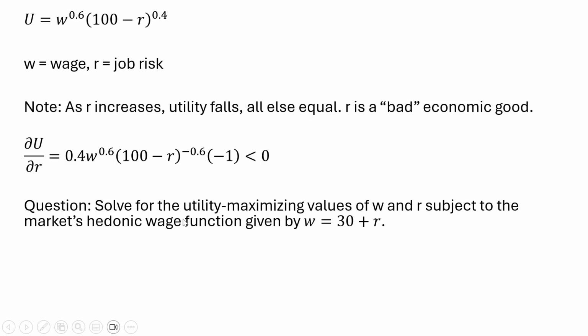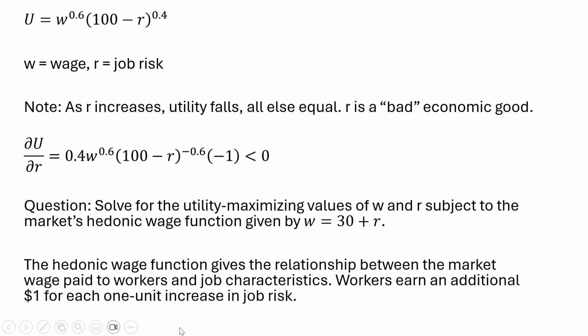So our question here is to solve for the utility maximizing values of W and R subject to the market's hedonic wage function given by the wage equals 30 plus R, the risk level. The hedonic wage function gives a relationship between the market wage paid to workers and job characteristics. In this case, the job characteristic that we're measuring is riskiness of the job. We see with this hedonic wage function, workers earn an additional $1 for each unit increase in job risk.